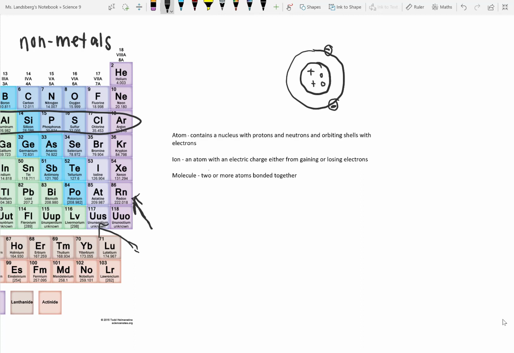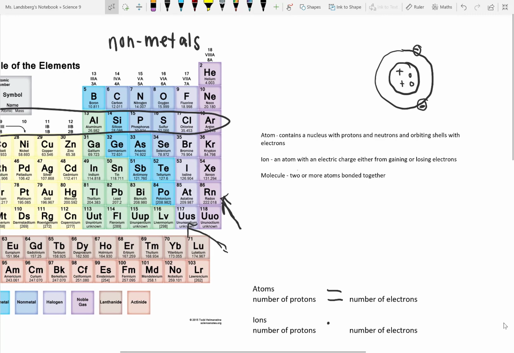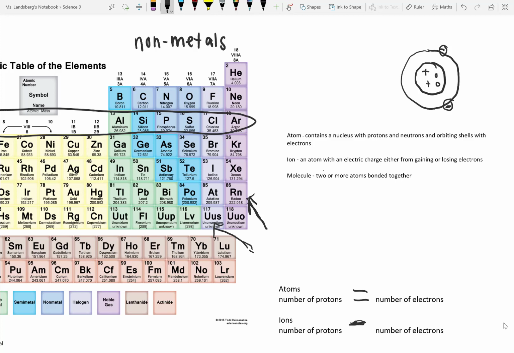Great. An ion is an atom with an electric charge either from gaining or losing electrons. And we'll show an example of that just in the next video probably. And then a molecule is two or more atoms bonded together. So down here I've written something extremely important. For atoms, the number of protons equals the number of electrons. But for ions, the number of protons does not equal the number of electrons. Great.